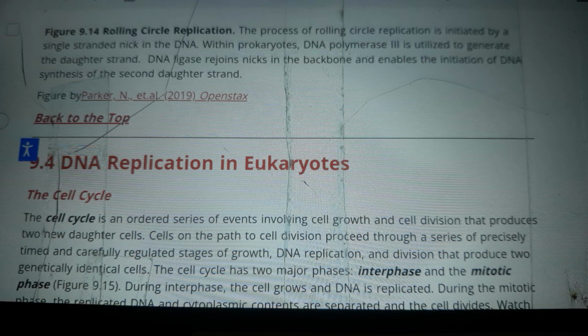Figure 9.14. Rolling circle replication. The process of rolling circle replication is initiated by a single-stranded nick in the DNA. Within prokaryotes, DNA polymerase 3 is utilized to generate the daughter strand. DNA ligase rejoins nicks in the backbone and enables the initiation of DNA synthesis of the second daughter strand.